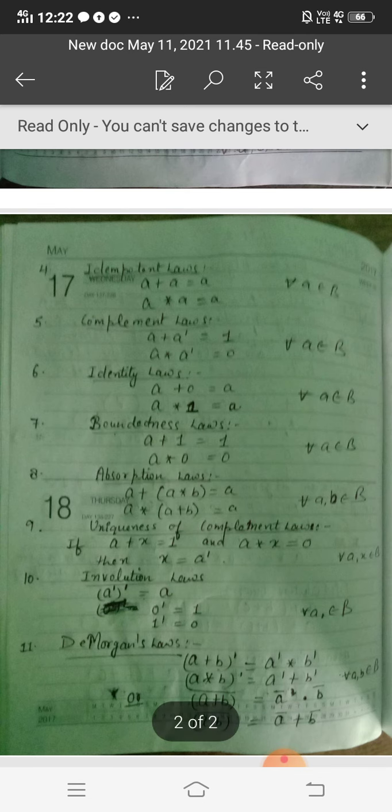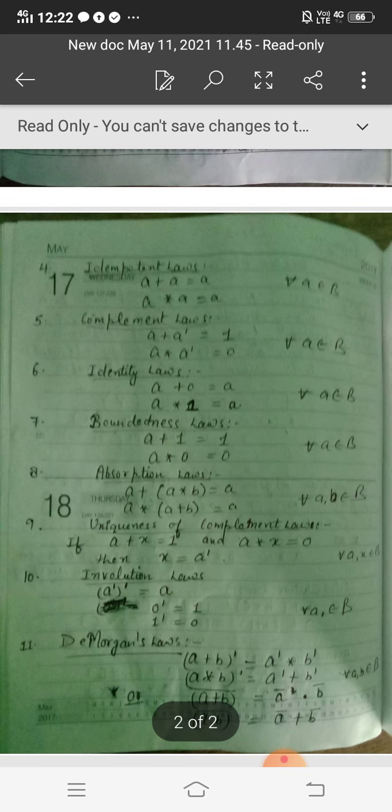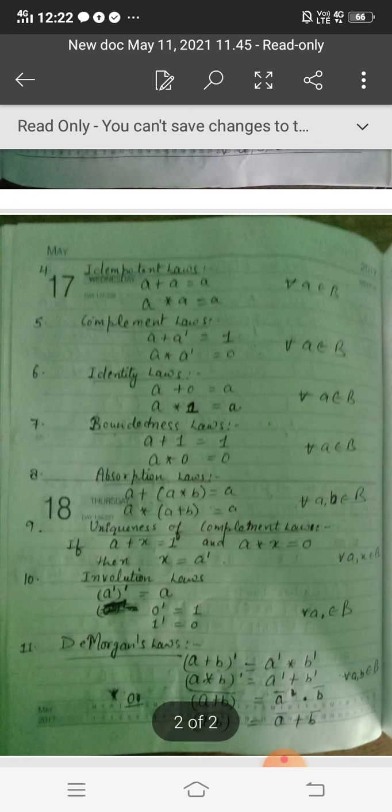In the truth table we have also proved this using the AND operator and OR operator. AND operator is the dot operator, OR operator is the plus operator.